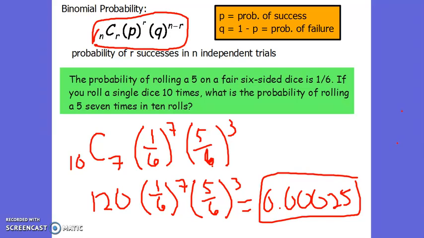Rolling a 5 once is only a 1/6 probability. Rolling it more than half the times, rolling it 7 out of 10 times, should be pretty rare.